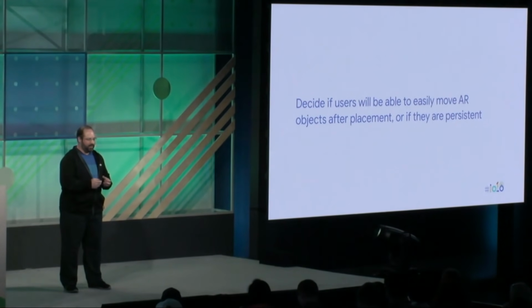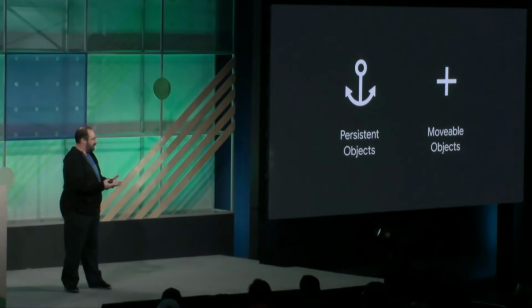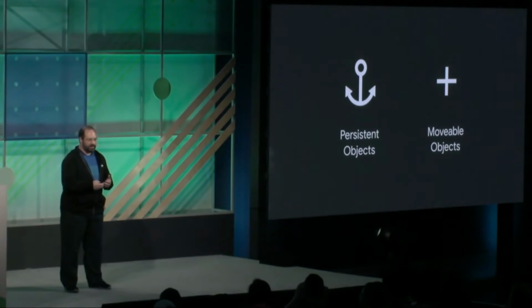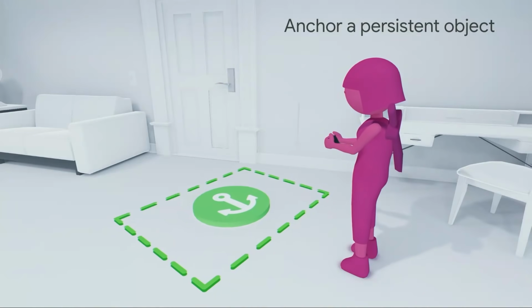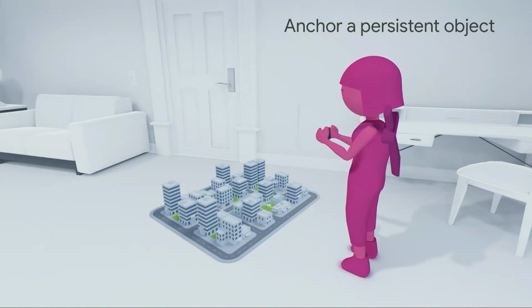Next thing you want to think about is deciding if users are able to easily move the objects after they've been placed, or if these are really more permanent objects. And there's, again, no right answer here. So a more persistent object might be like a game board or something that itself takes input. But we want to recommend that you use these standard icons to set expectations for users, so they know as they're placing that object if that object is going to move around later on as they swipe on it.